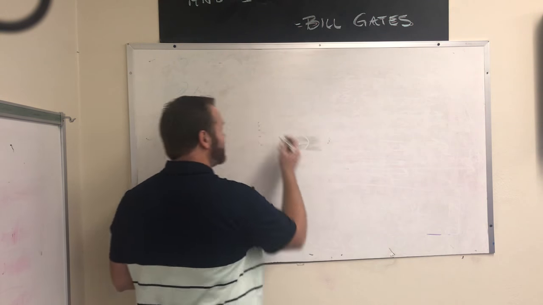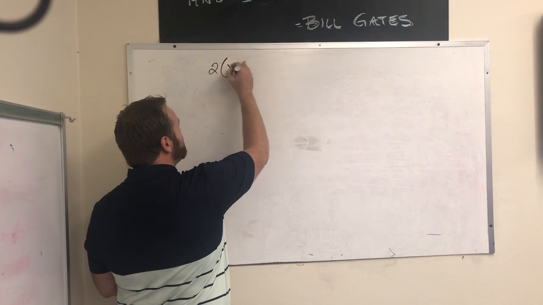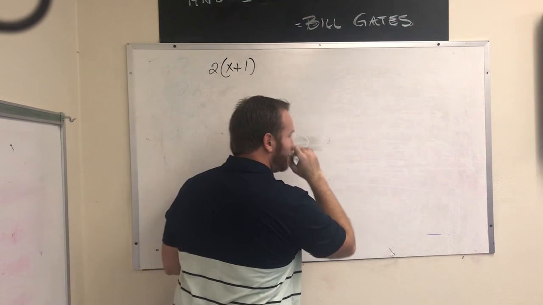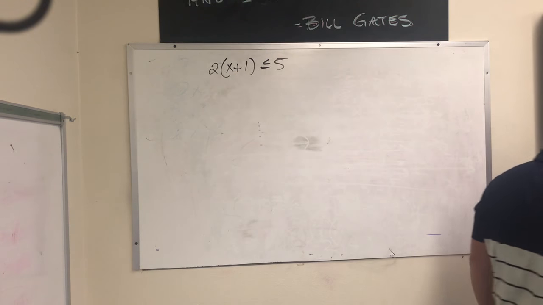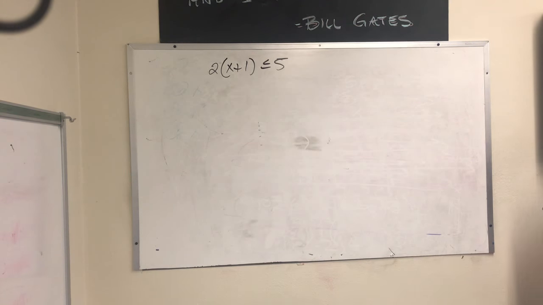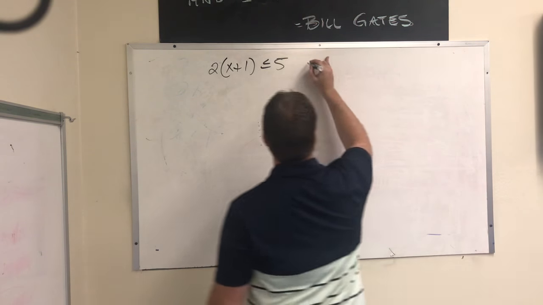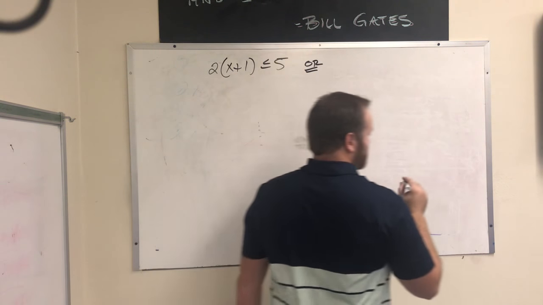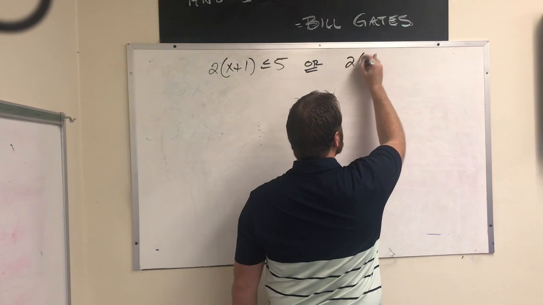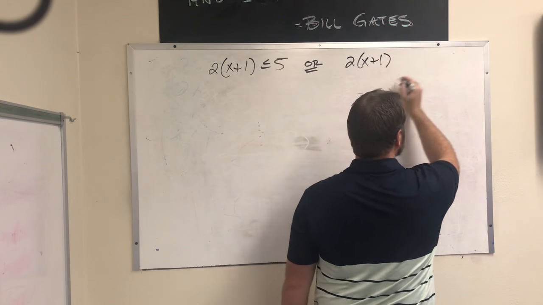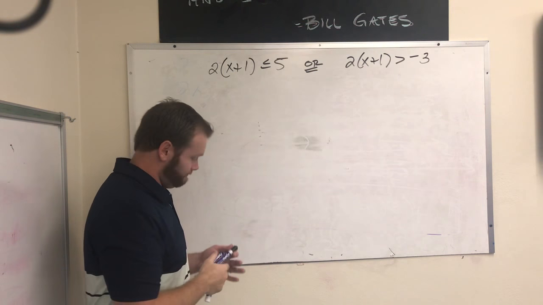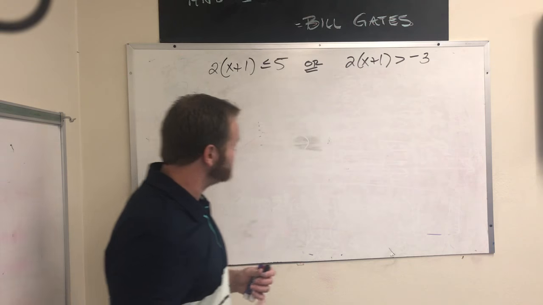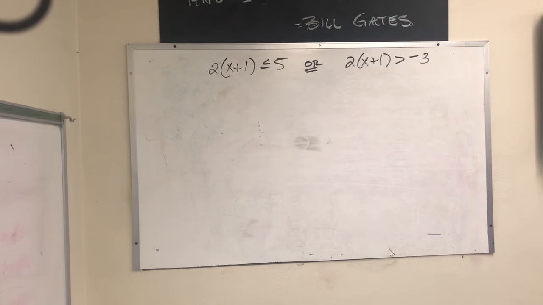I guess this one's an and statement. Let's go 2 times x plus 1 is less than or equal to 5. And I don't want to do and. I want to do or. Let's do or. Maybe we'll come back and do both of these. Or 2x plus 1 is greater than negative 3. Just take a minute to solve those. Okay, solve both those. Couple different ways you can do that.